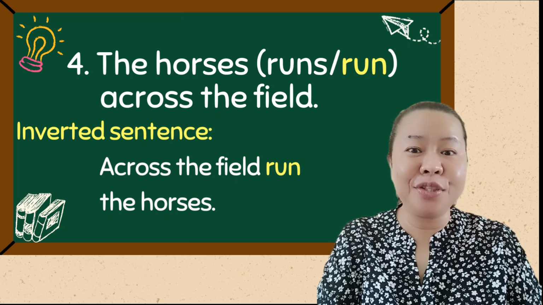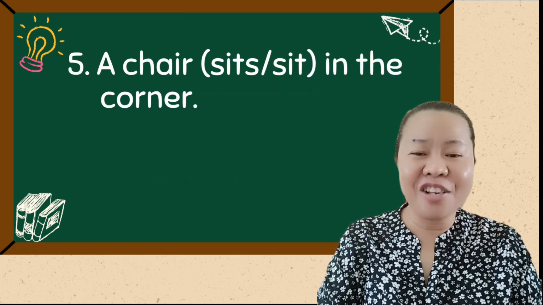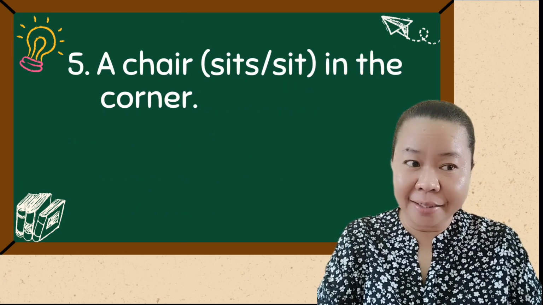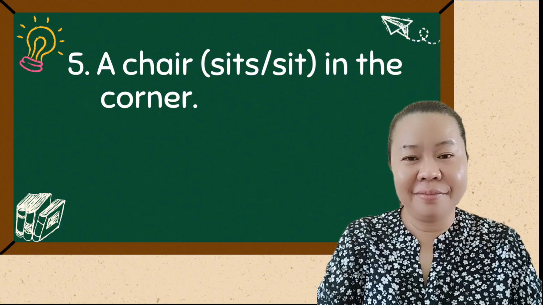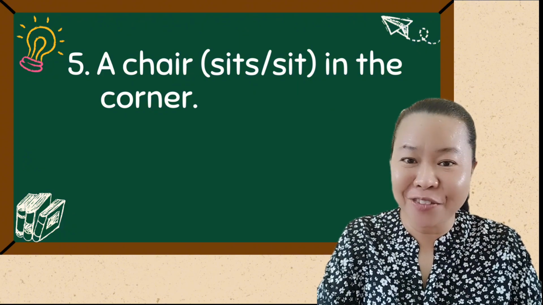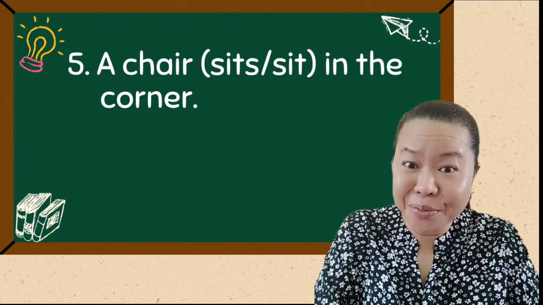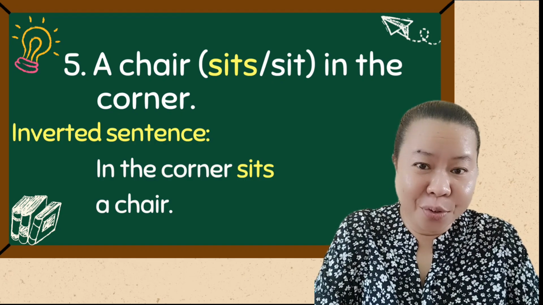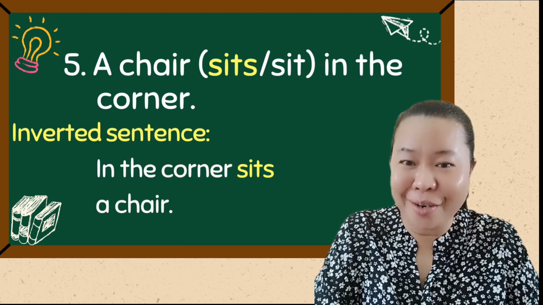And let's go to number 5. A chair sits in the corner. Do you know the inverted sentence for this? That's right. It's "In the corner sits a chair."